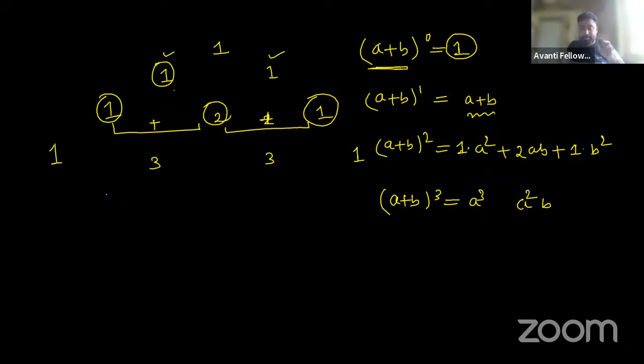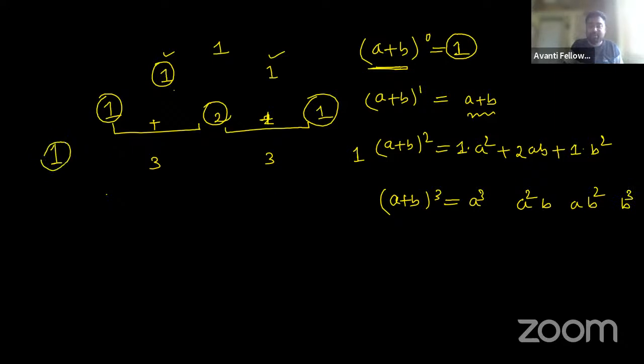So the sum of the powers of a square and b is always 3. What are the terms in the binomial expansion? The sum of the powers of each term will always be equal to the power present in the expansion. That is a square b. Then again subtract 1 from the power of a, that is a, then b square, then b cube. So now write all the coefficients.